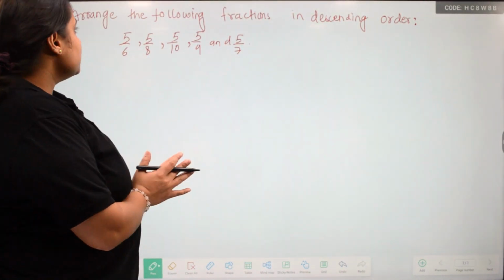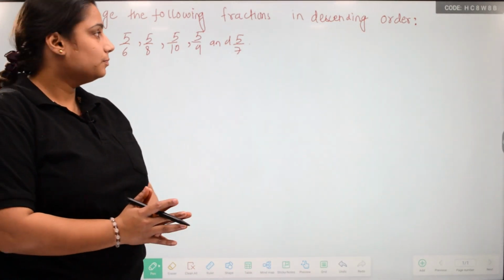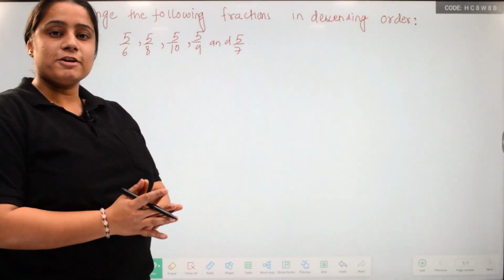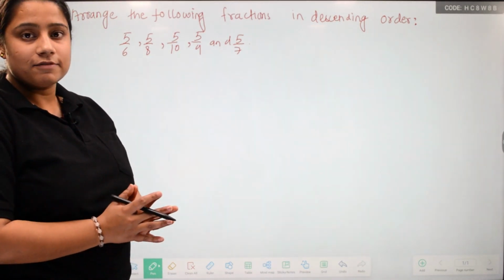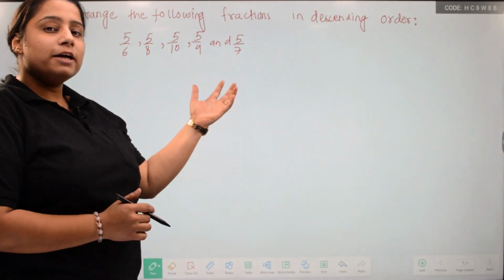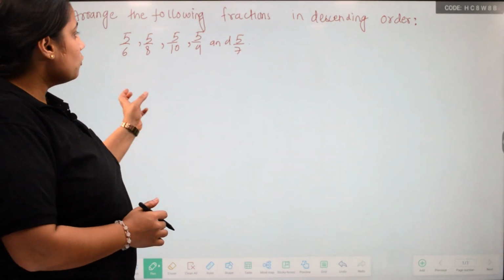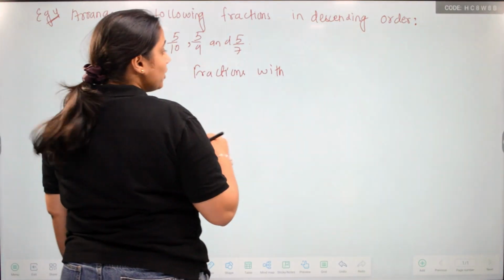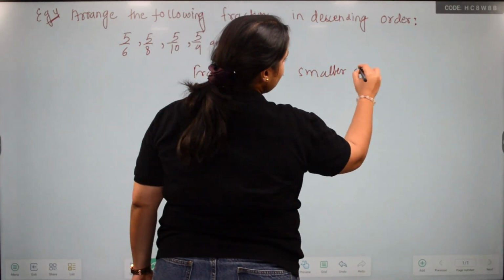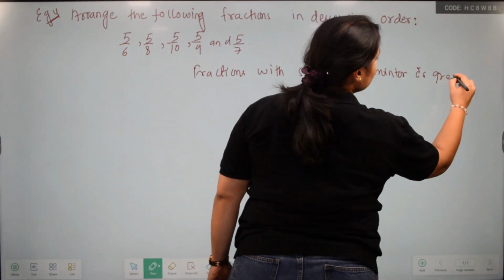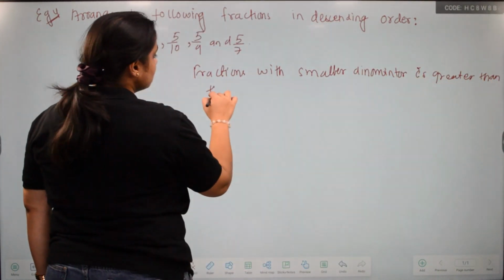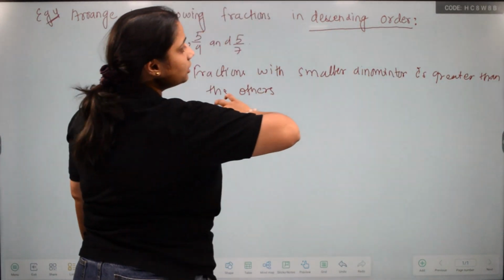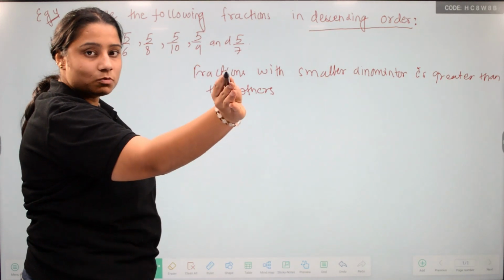Example 4. Arrange the following fractions in descending order. The given fractions are 5 by 6, 5 by 8, 5 by 10, 5 by 9 and 5 by 7. Here we can see that the numerators of these fractions are the same. So we'll check the denominators. And we know that the fraction with the smaller denominator is greater than the others. Here we need to arrange the fractions in descending order. That means from the greater fraction to the smaller fraction.